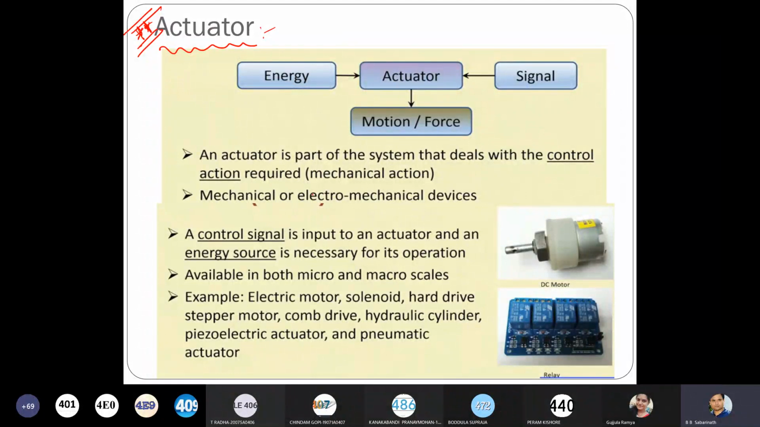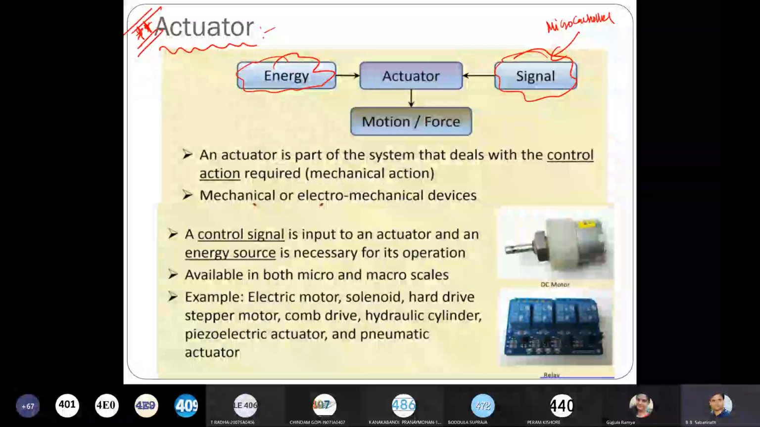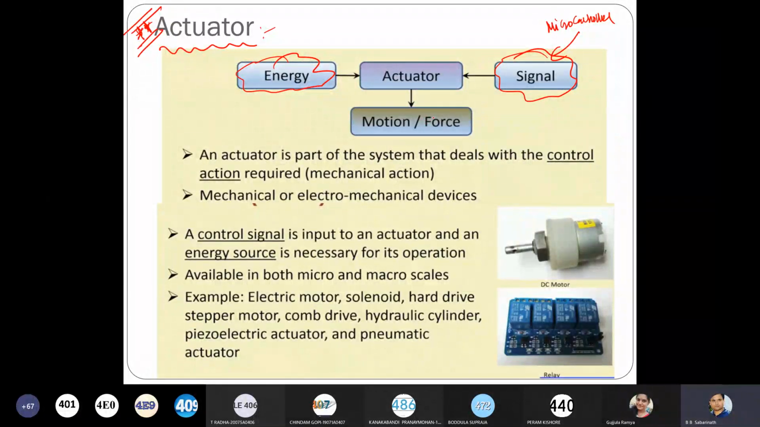So what is the formal definition? An actuator is a part of the system that deals with the control action required. This is the basic block diagram of an actuator. The signal is given by the microcontroller. It uses some external energy, and based on that it converts this signal to motion or force. In the case of a motor, based on the signal from the microcontroller, it will turn on that motor.